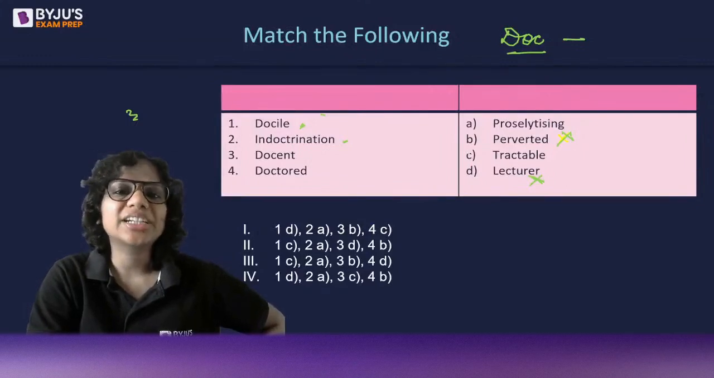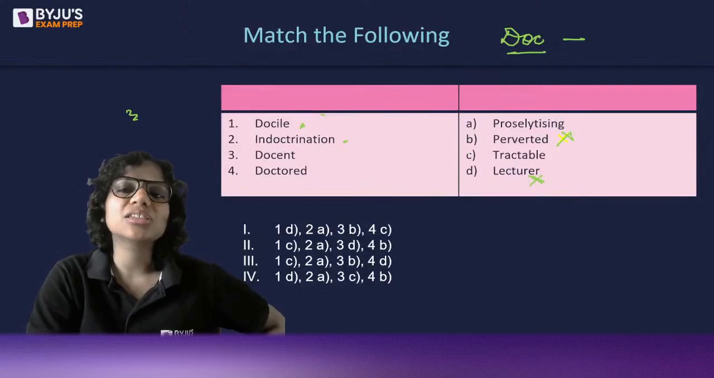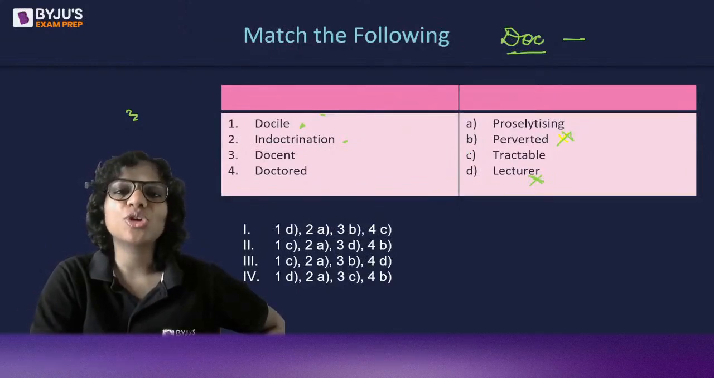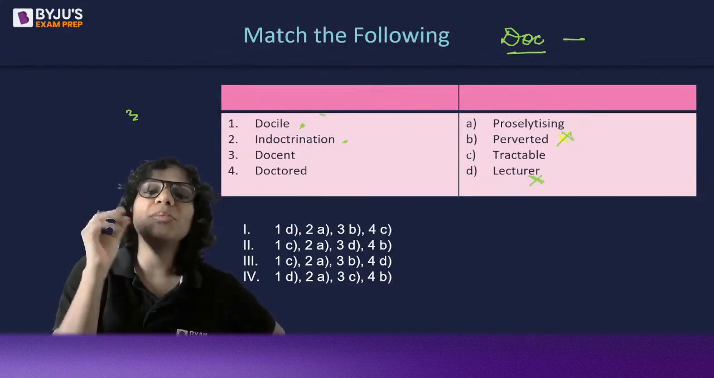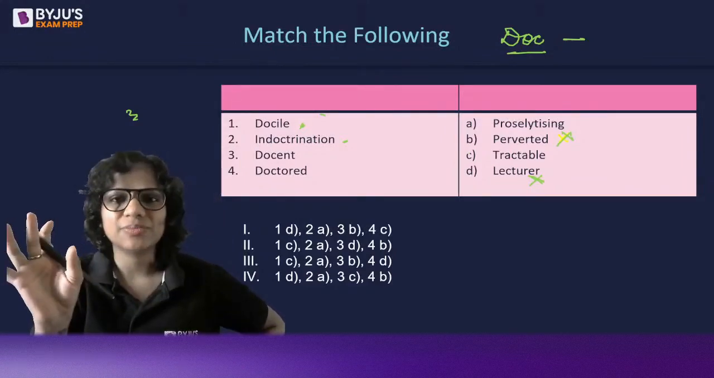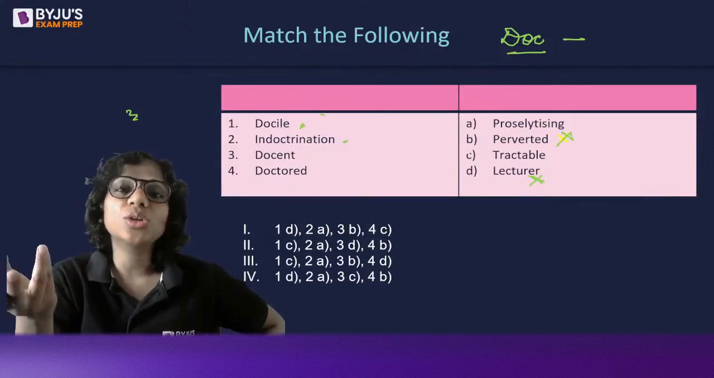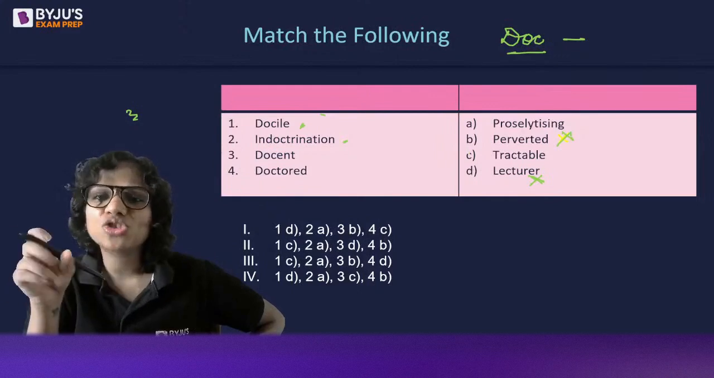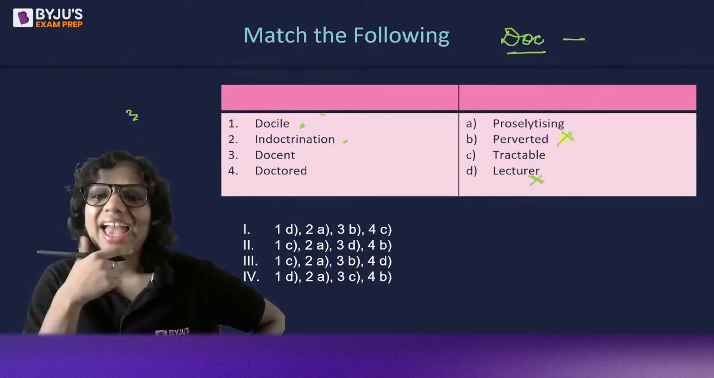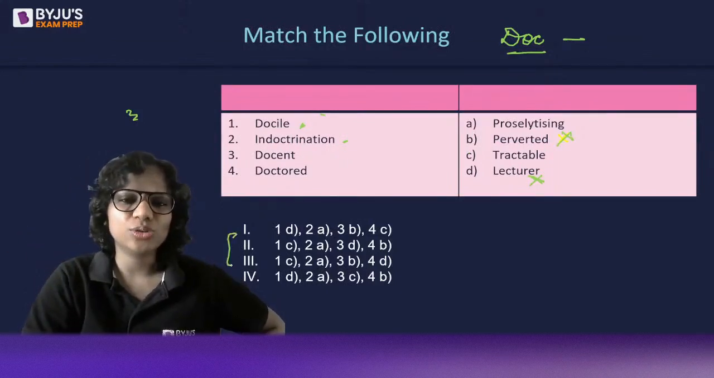Proselytizing and tractable. So here, out of these two, tractable is the answer for docile, because to proselytize someone is again to indoctrinate them, to impart them with some religious teachings, right? And this is intended to convert you into that religion. So that is proselytizing. So docile is tractable. One is C, and if you know this, you know that either 2 or 3 is the answer. So it's either 2 or 3.